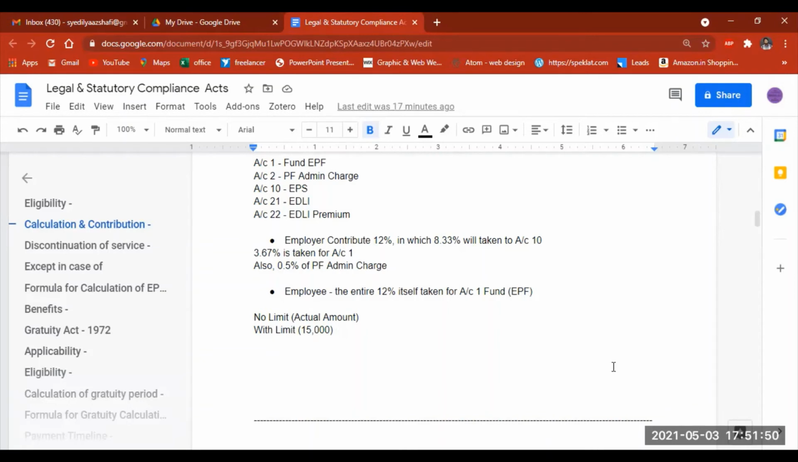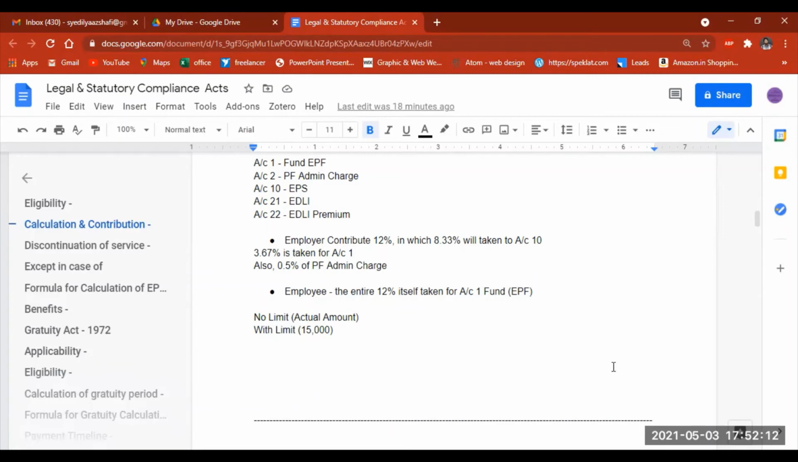Now when we look at the case of the employee, the entire 12 percent is taken for Account 1, that is the Employee Provident Fund. So this is the way we calculate and contribute an individual employee's monthly basic salary into different accounts.